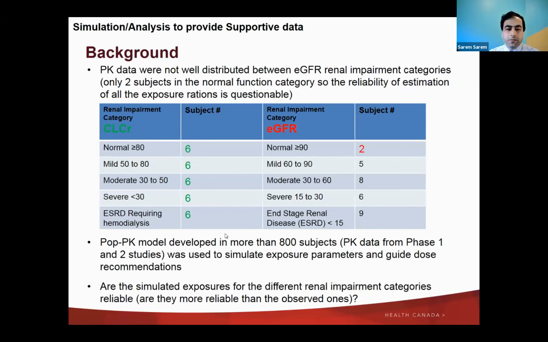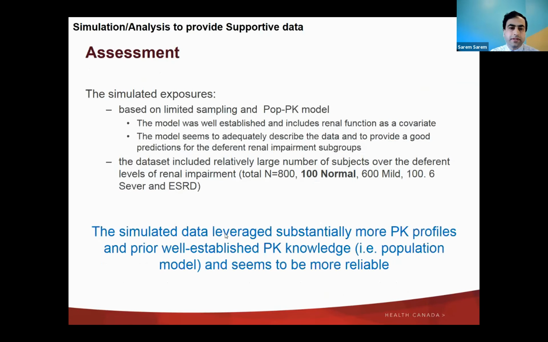However, there was a POP-PK model available, in 800 subjects. And the question is, could we use the simulation instead of the observed data? Actually, the model was well developed and included patients with different levels of renal function impairment, and its performance was shown to be acceptable for those different subgroups.